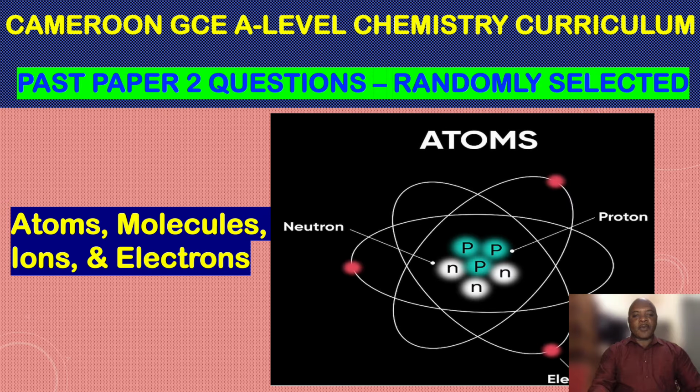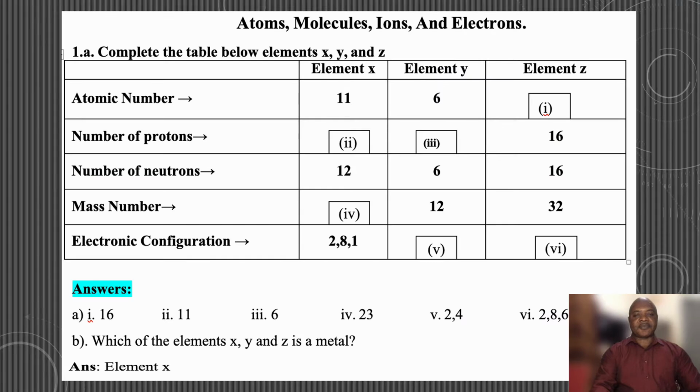We will be starting with question number 1. Complete the table below for element X, Y, and Z. The atomic numbers of element X have been given, and we need the one for element Z. The atomic number, or the number of protons, has been given for all of them too. We need the number of protons for element X and Y. The number of neutrons for X, Y, and Z has also been given.